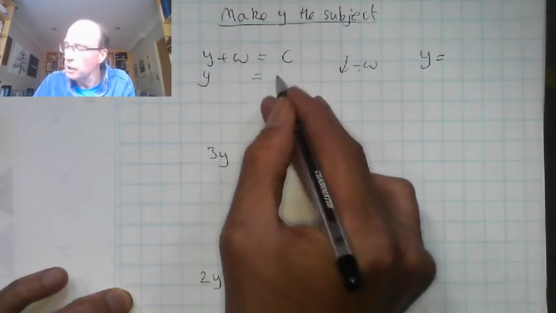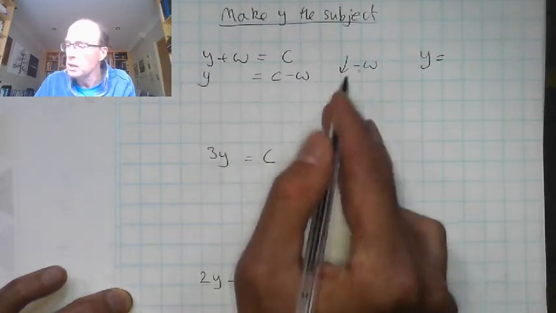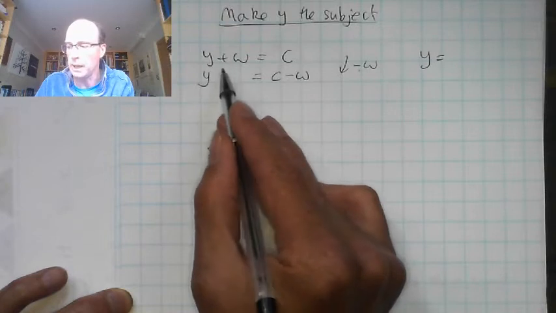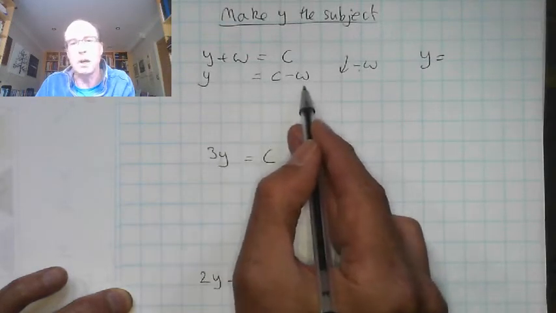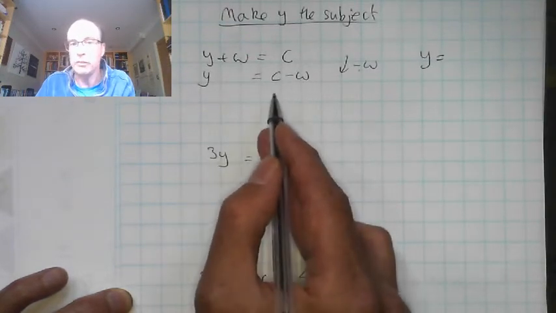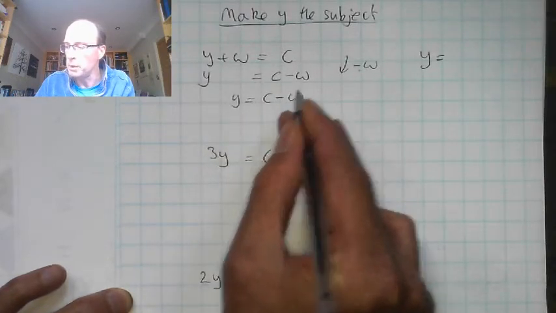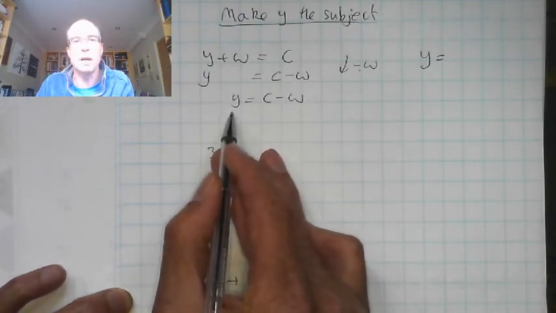On the right hand side I've got c, and I need to remember to take the w away. I've taken it away from both sides, from the left, and then I've taken it away from the right hand side. So we've actually finished that question. That question is y equals c minus w. So y equals something, I've made y the subject.